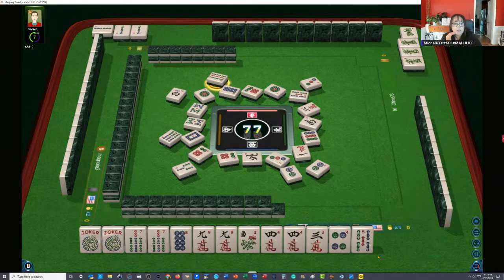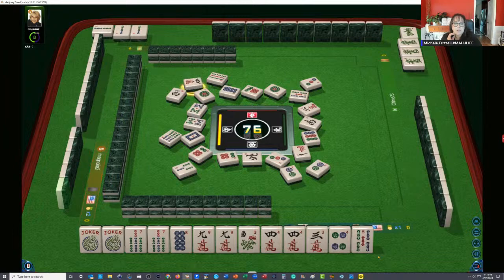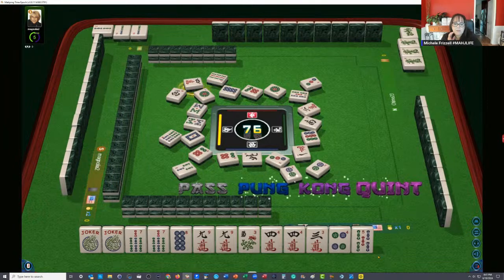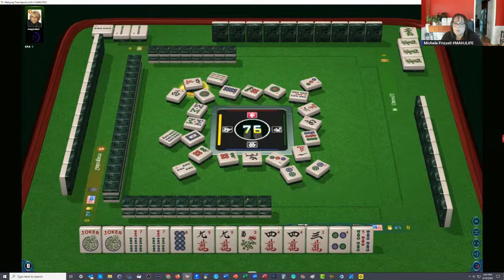So 9 bamboos. Yeah, when I play on Fridays, I might play more like an orca because it's social. I still play to win though. Let's see. Let's let the 7 go. 7 characters.